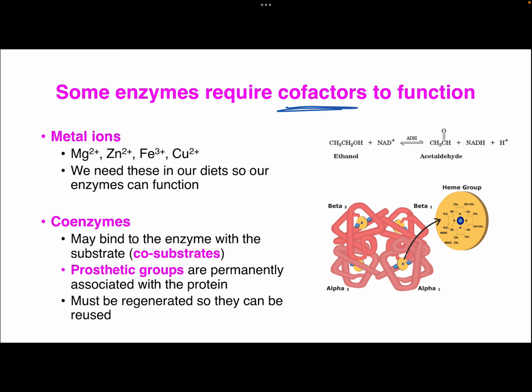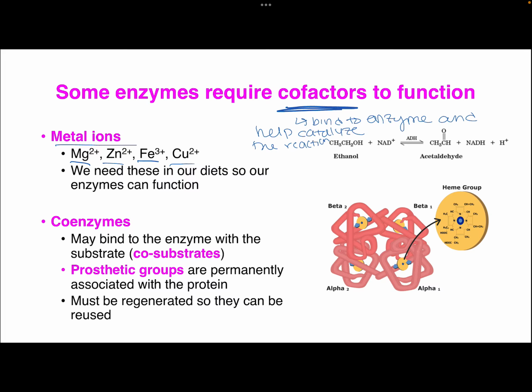All right? So, bind to enzyme and help catalyze the reaction. So these can be metal ions like magnesium, zinc, iron, or copper. This is why we need some amount of all of these in our diets. It's so that our enzymes can function.